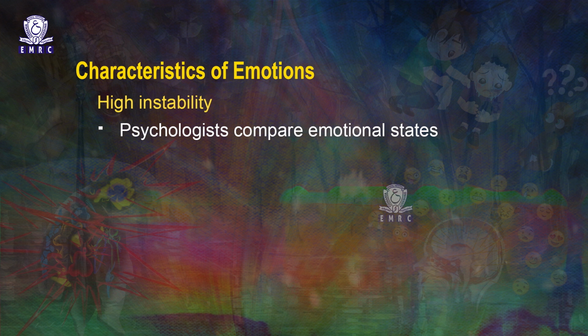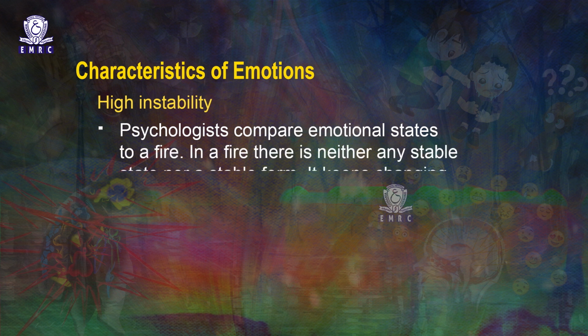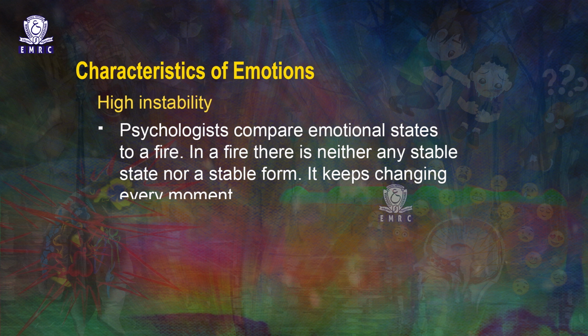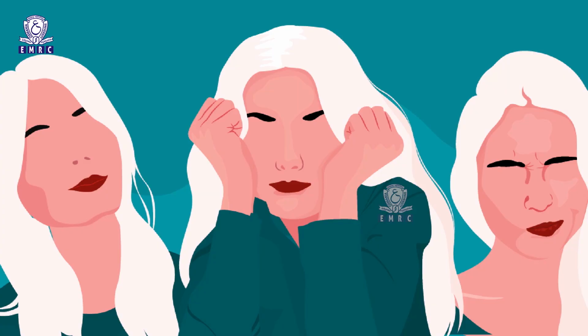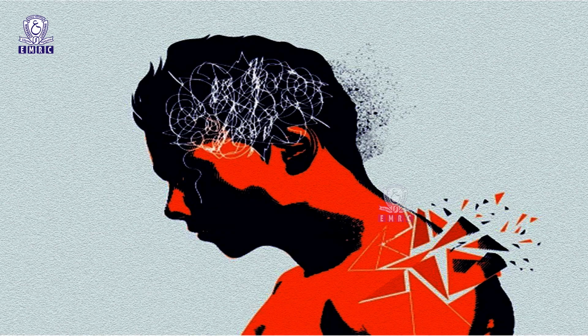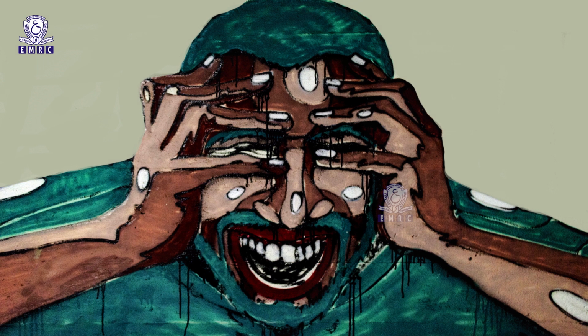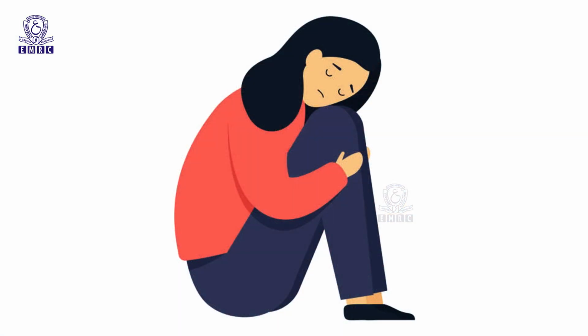Psychologists compare emotional states to a fire. In a fire, there is neither any stable state nor a stable form. It keeps changing every moment. It is precisely that instability one experiences in an emotional state, especially when it is a hot emotion or a typical emotion. We notice instability both in the mental as well as the physiological system. When you are in a fit of anger, you tremble. When you are anxious and nervous, you do not properly sign your name.